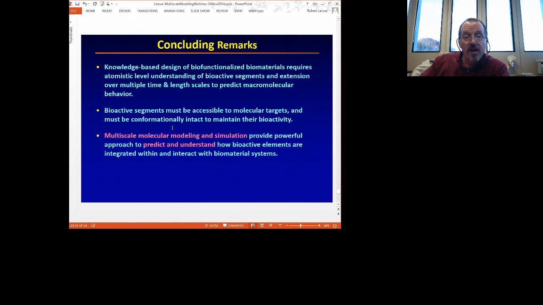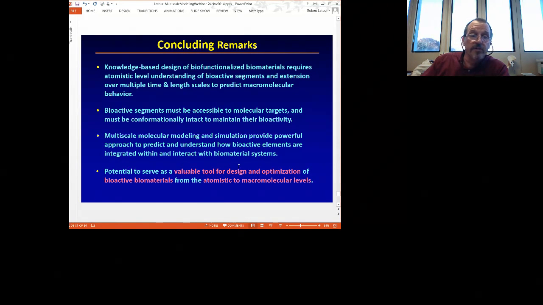Then through multiscale molecular modeling and simulation, we should be able to provide a powerful approach to predict and understand how these bioactive elements are integrated and interact with our biomaterial systems to provide bioactivity as we need to perform the different functions that we're interested in. And this serves as a potential to provide a very valuable tool for surface design and optimization of bioactive biomaterials for many different applications, from the atomistic to the macromolecular levels.